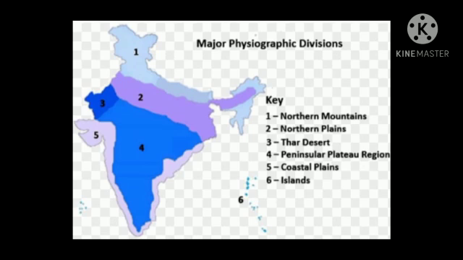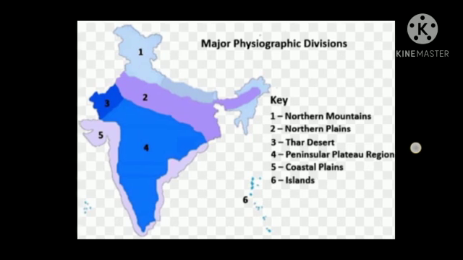Let's start with the northern mountains, which are located towards the north of India. Then moving towards the south, we have the northern plains. Towards the west, we have the Thar Desert or the Great Indian Desert. Moving towards the south, we have the peninsular plateau region. Then we have the coastal plains towards the west, east and south as well. It is a thin coastline. Then in the Arabian Sea, we have the Lakshadweep Islands, and in the Bay of Bengal, we have the Andaman and Nicobar Islands.